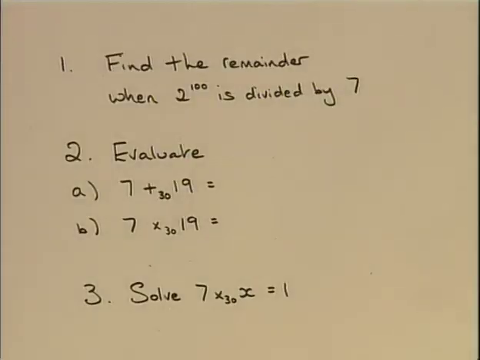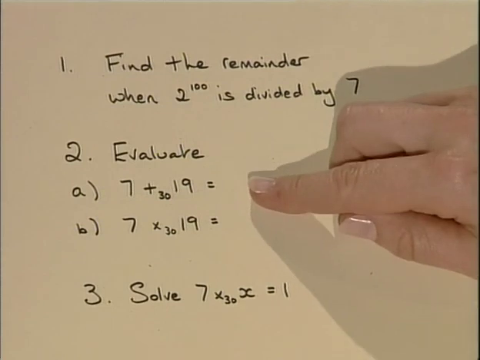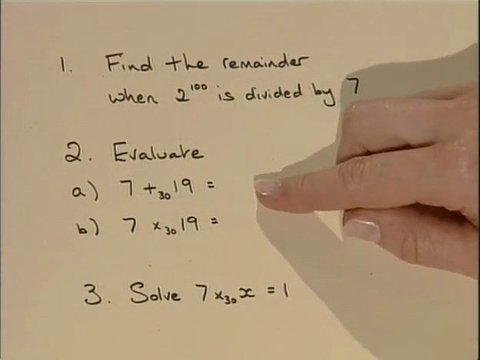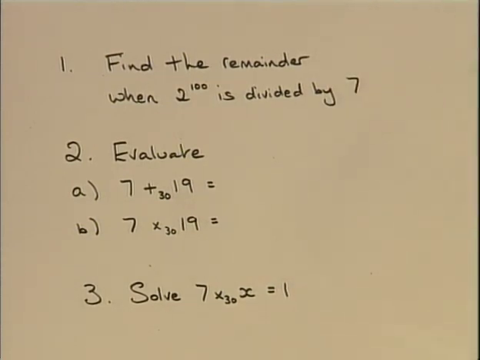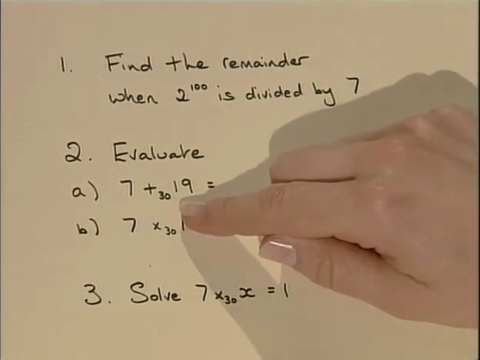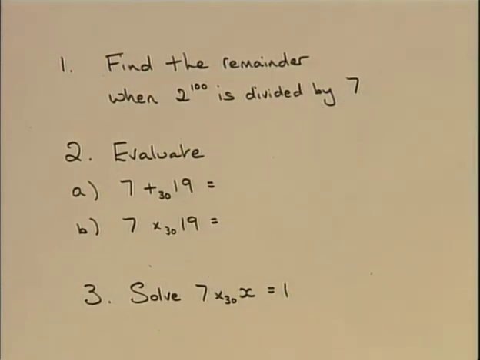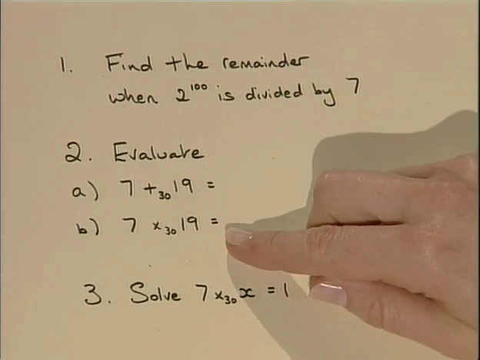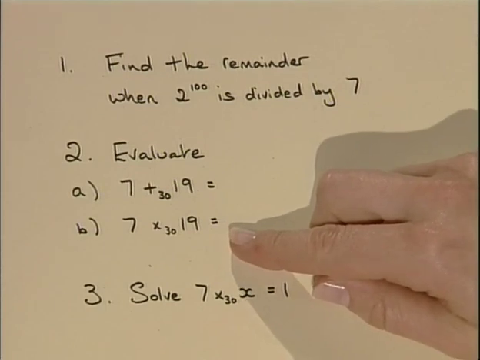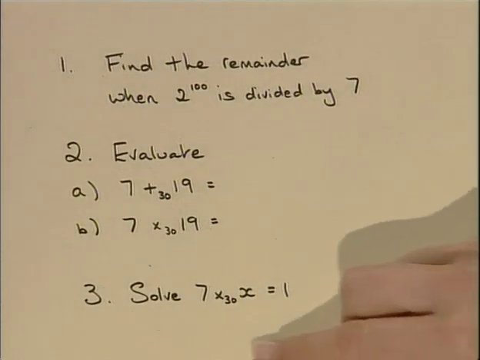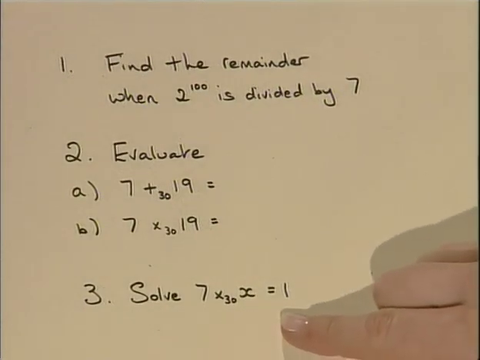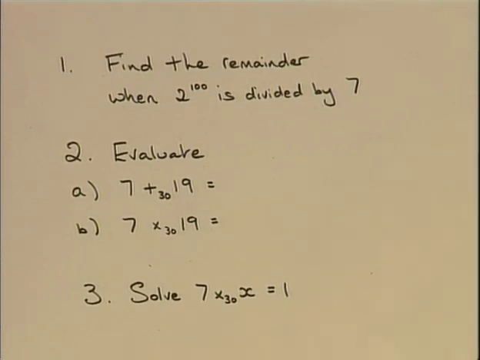The second problem is to calculate the answers to these. 7 plus 19. Well, that's very straightforward. But notice this 30. That means add 7 to 19 modulo 30, and we'll explain what that means later. The next part of this problem is to multiply 7 by 19 modulo 30 again. And the third problem is to solve this equation, where 7 is multiplied by x modulo 30, and the result is 1. So we've got to find x.